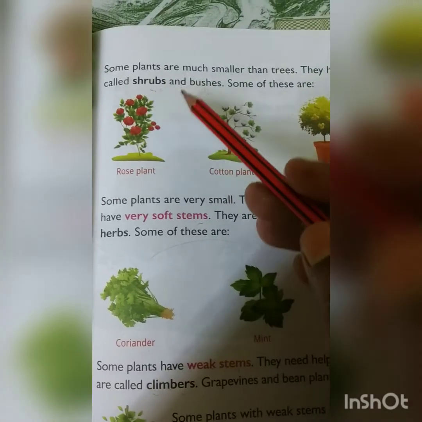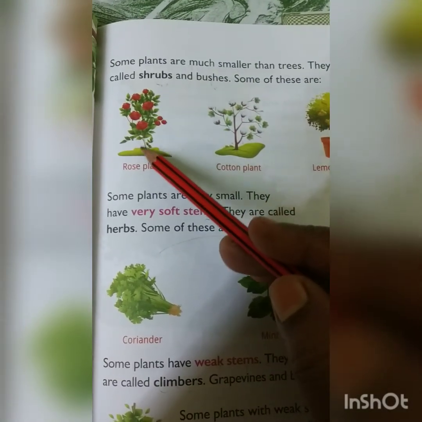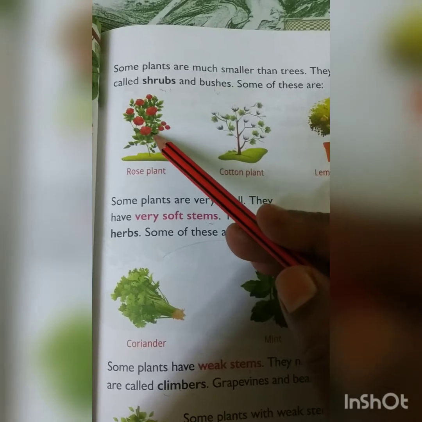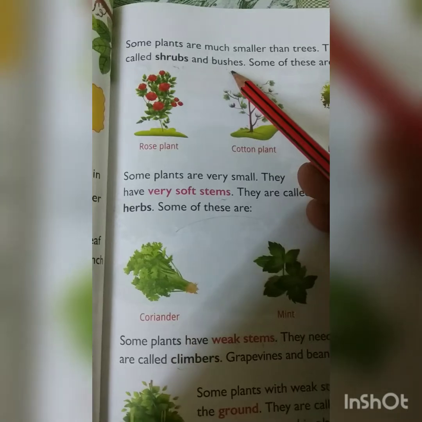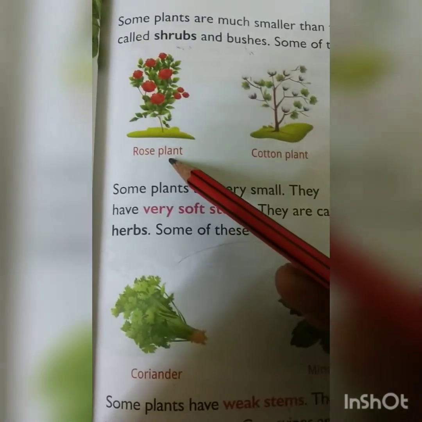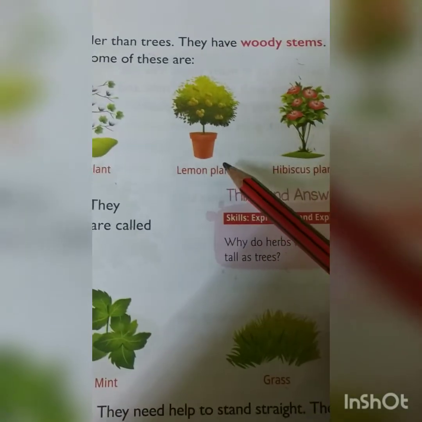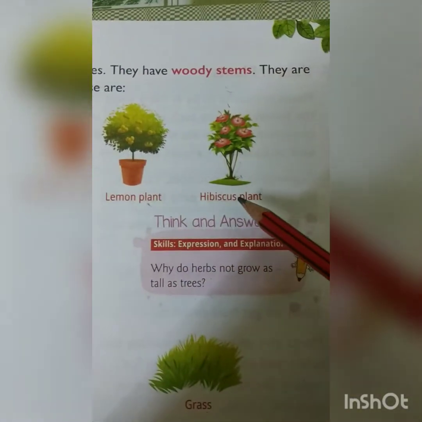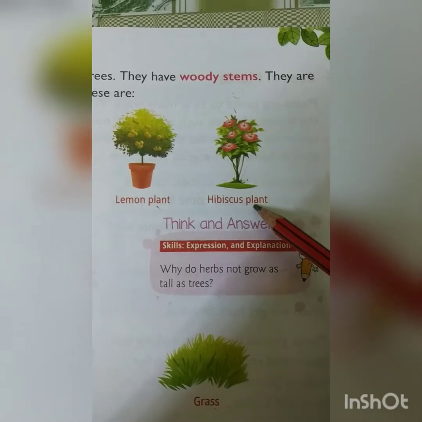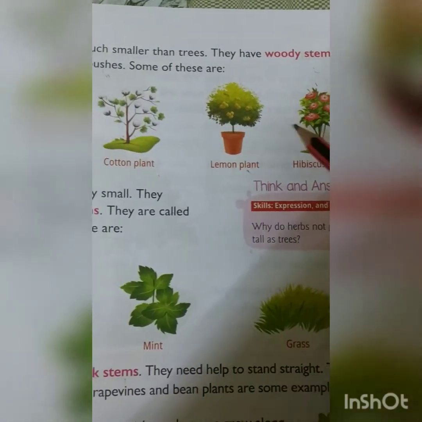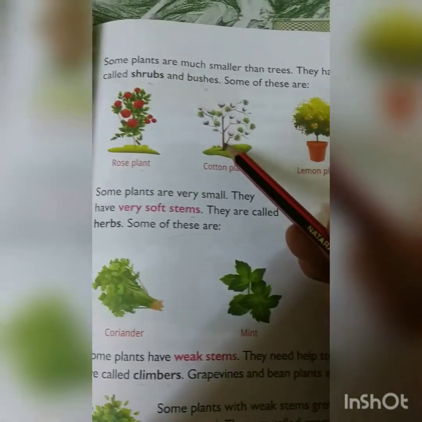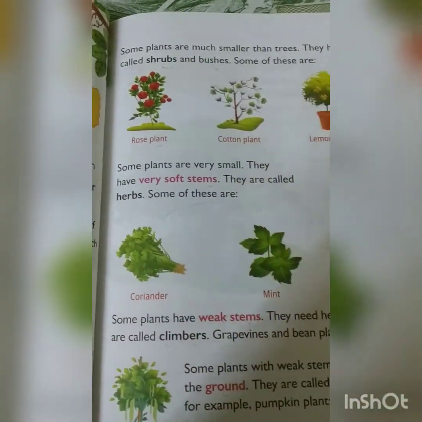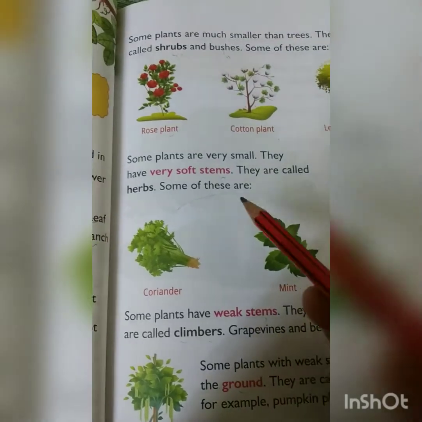Shrubs means the stems, not only one, two, three, come from the mud and they will not be very strong, and they grow like bushes. What are they? See here: rose plant, cotton plant, lemon plant and hibiscus plant. These have woody, not so strong stems. They will go off after a few months, when their season is over.